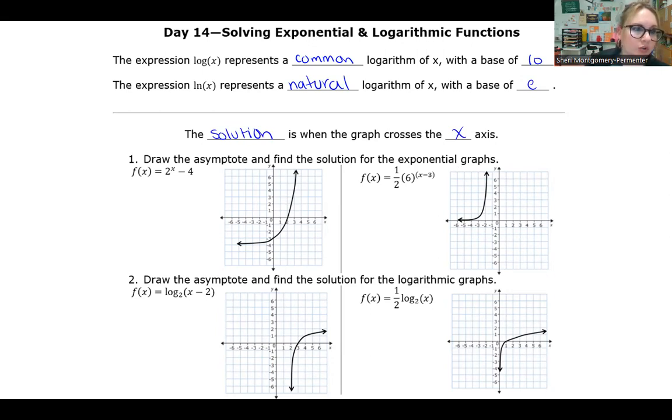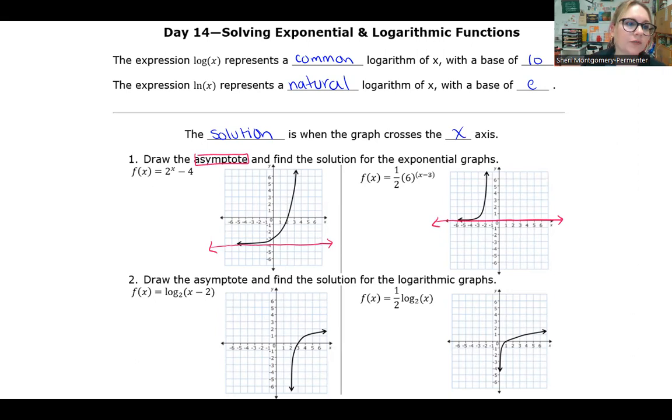So for an exponential graph, you will have a horizontal asymptote and it's going to go right underneath wherever the curve is. So for this one, it's going to go right there. That's right underneath where the curve is. Since I got my red pen, I'm going to sketch on the asymptote for this graph. It's going to be at 0. Okay, so that is drawing the asymptote.